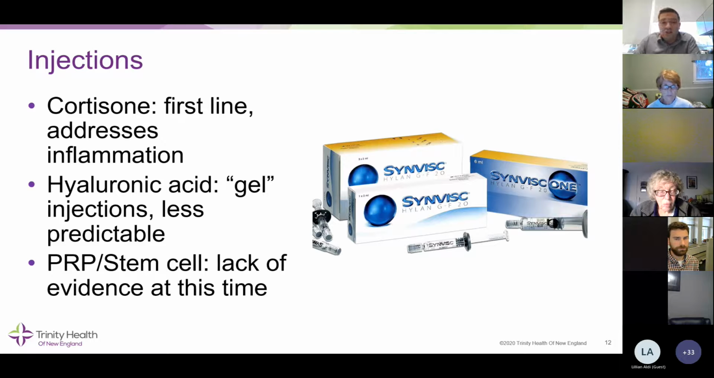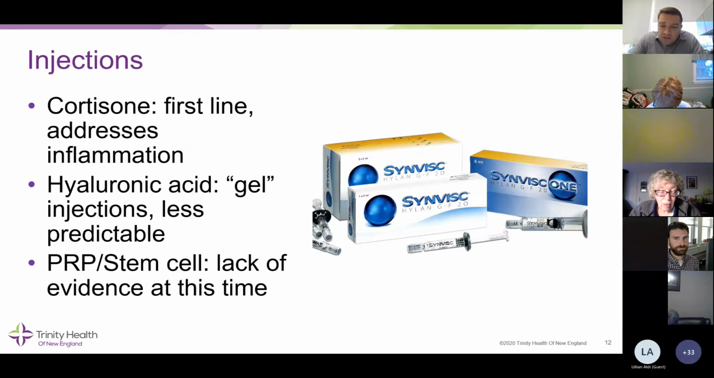All right, so injections. Injections are probably one of the fastest and easiest ways to help get some immediate pain relief for patients who have a lot of knee swelling and pain. Cortisone is usually our first line. It's a steroid medication. It works to address underlying inflammation. If we get rid of the inflammation, a lot of the swelling and stiffness in the knee goes away, and patients can get back to doing what they want to do.